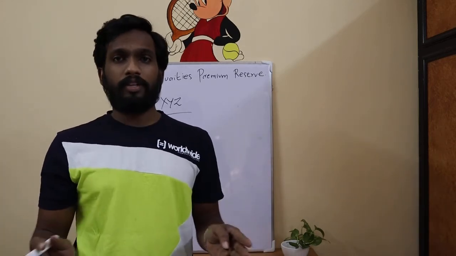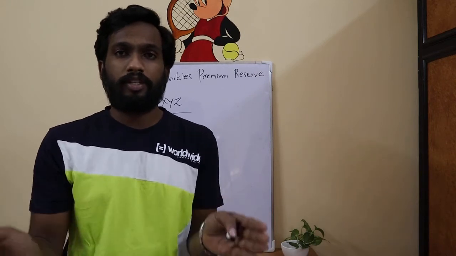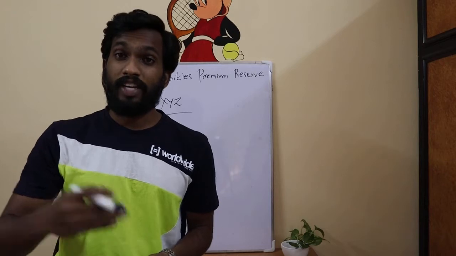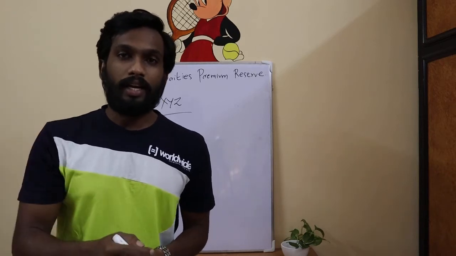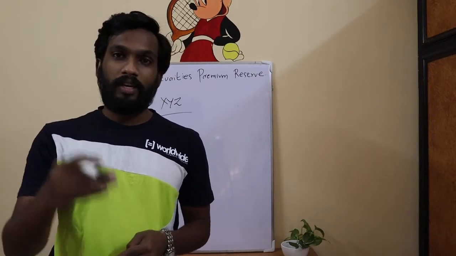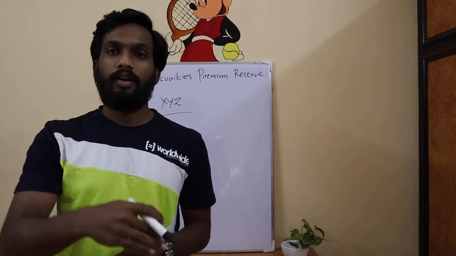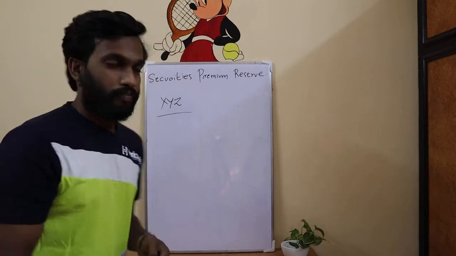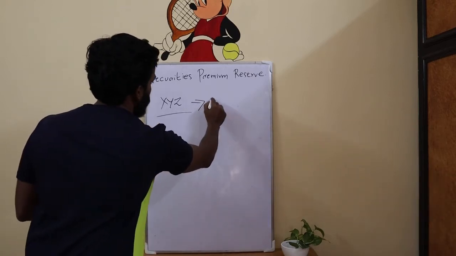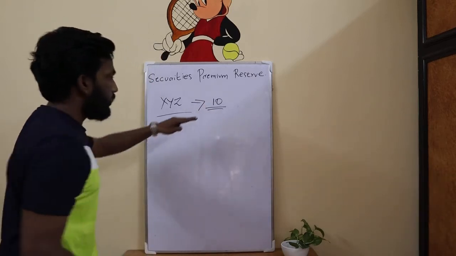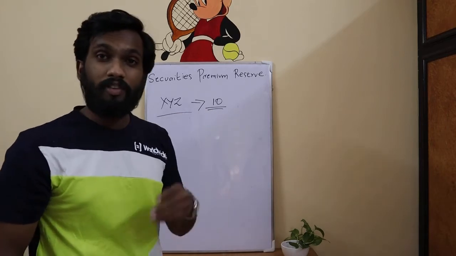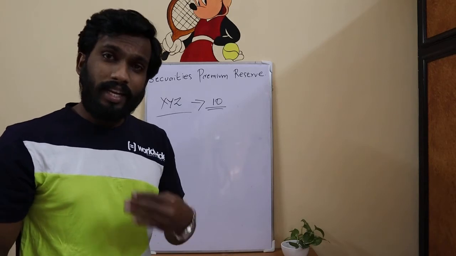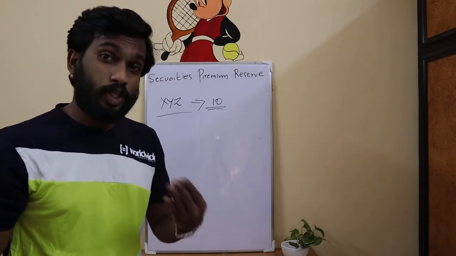Now, everybody knows that every share has something called nominal value, or you actually call it the face value of the share. So any amount which the company gets above the face value is what you call securities premium. I'll give an example for this. So the company XYZ issues shares at the rate of 10. Now 10 rupees is the nominal or face value of that particular share. Now let us assume that the company is issuing shares at the rate of rupees 12.